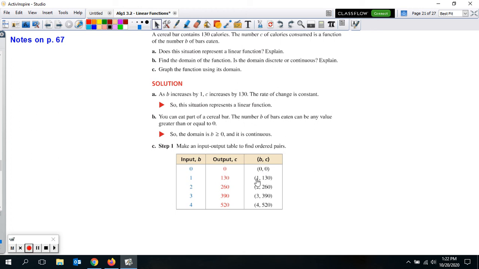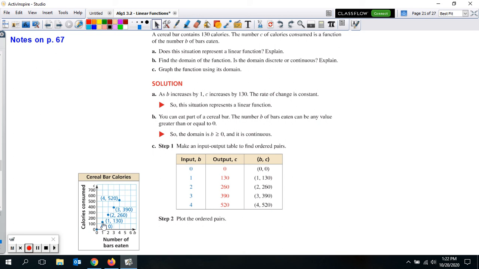If we eat 1 bar, we consume 130 calories. There's 130 for an ordered pair. Eat 2 bars, now this goes up by 130, it's 260. Eat 3 bars, goes up by another 130, now we're at 390. Eat 4 bars, now we're at 520. And so that is what we want to put on our graph, same type of graph that we saw before, just an L graph, since everything here is positive. We're not going to be able to eat a negative amount of bars, we're not going to be able to consume a negative amount of calories, so we can just plot these ordered pairs now here on this graph.